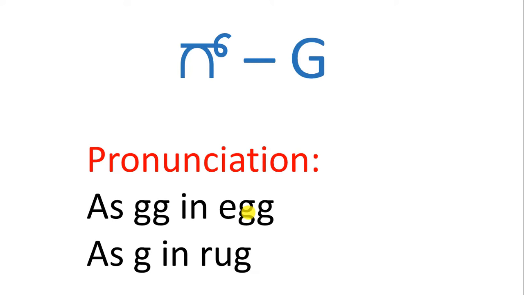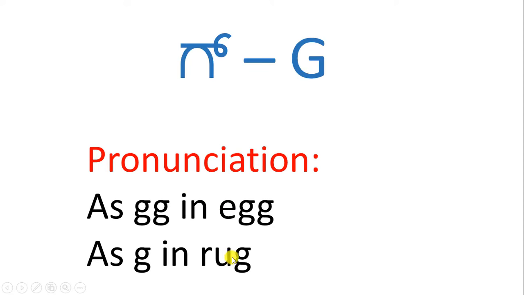Okay, g. So this is how you write the root consonant g, and the pronunciation is as double G, GG in egg. Okay, egg. So for you and for me, it is easy to pronounce egg. There is nothing in it. But then if you are asked to pronounce GG in the egg, how do you pronounce it? G. Egg without E, g.